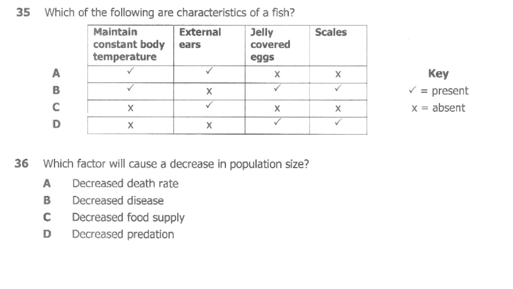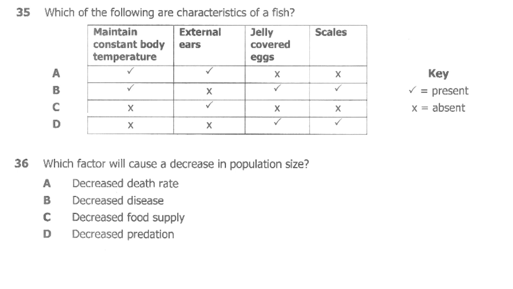External ears, jelly covered eggs, no. Scales, no. B, maintain constant body temperature. So here a fish is cold-blooded, and hence it doesn't need to maintain a constant body temperature like us humans who are warm-blooded. So here A and B are ruled out, so we are remaining with C and D.